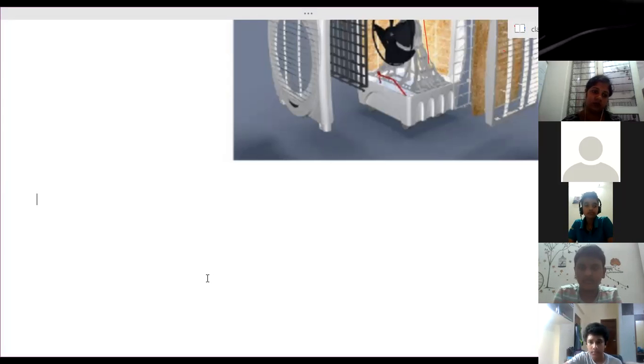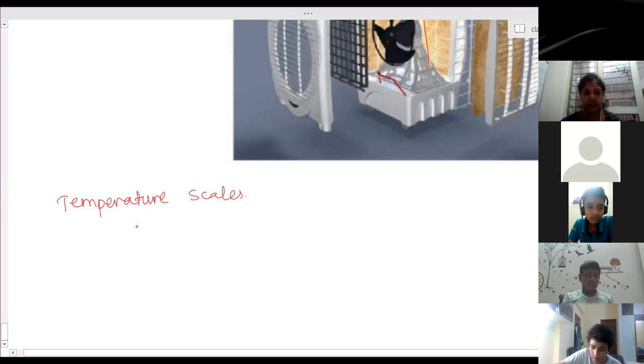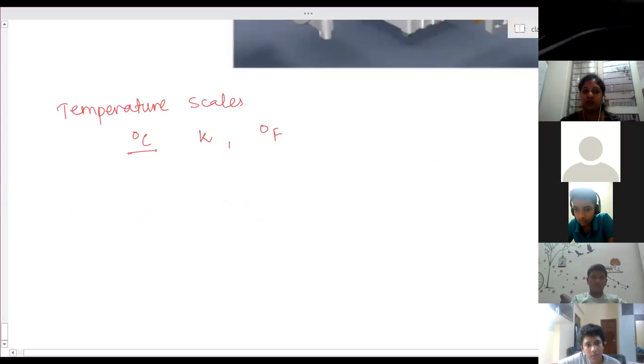Next is temperature conversions in different temperature scales. Temperature is measured on different scales: degree Celsius, Kelvin, and degree Fahrenheit. These three we generally use at home. The body temperature is measured in either degree Celsius or degree Fahrenheit. With the help of a thermometer, we measure the temperature in either degree Celsius or degree Fahrenheit.